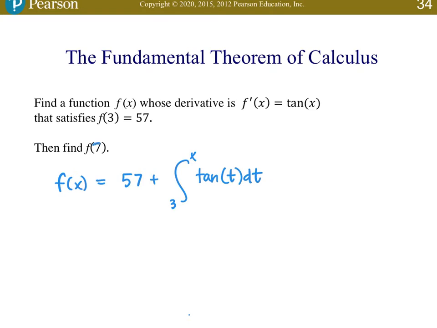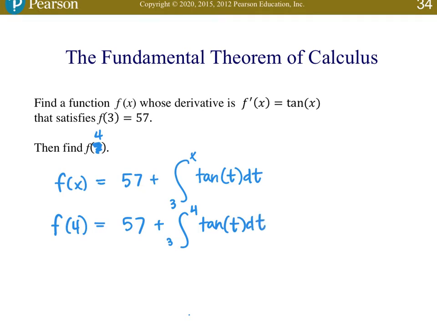Actually, that's a typo. It should be 4. Can you fix that? F of 4. So picture the tangent graph, right? And so now we want to have those 57 initial condition values, and we're going to go from 3 to 4 and accumulate some more area under that curve.